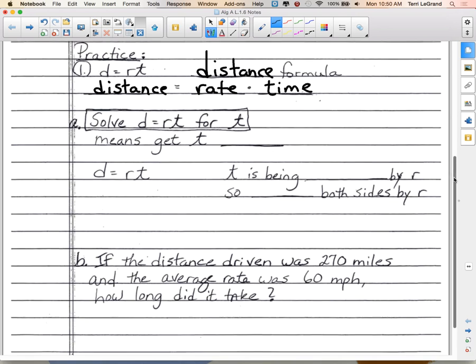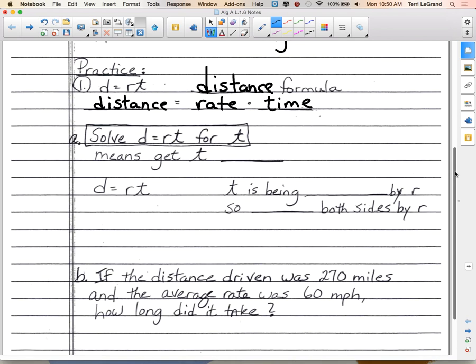Well, in the form that it is right now, this form D equals RT, what's it solved for right now? Remember, solved form means the variable is by itself. Which variable is by itself right now? D. So right now, that formula is solved for D. Well, if they tell us to solve D equals RT for T, they're saying they want to get T alone. In other words, don't let D be the one alone anymore. Now I want T to be the one that's alone.